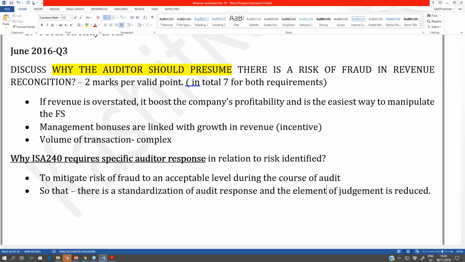So please understand the question once and for all. The question was asking us that when we go to the audit, why does the auditor presume there is a risk of fraud in revenue recognition? Every reason you give will give you 2 marks.